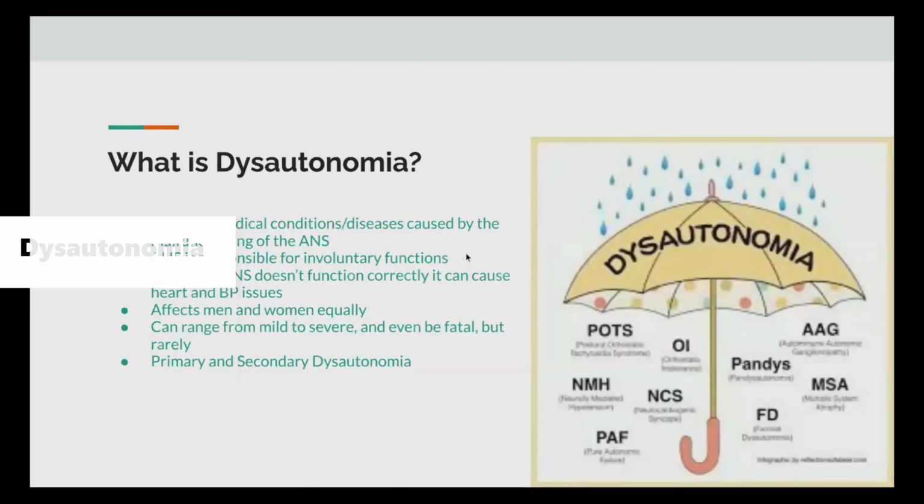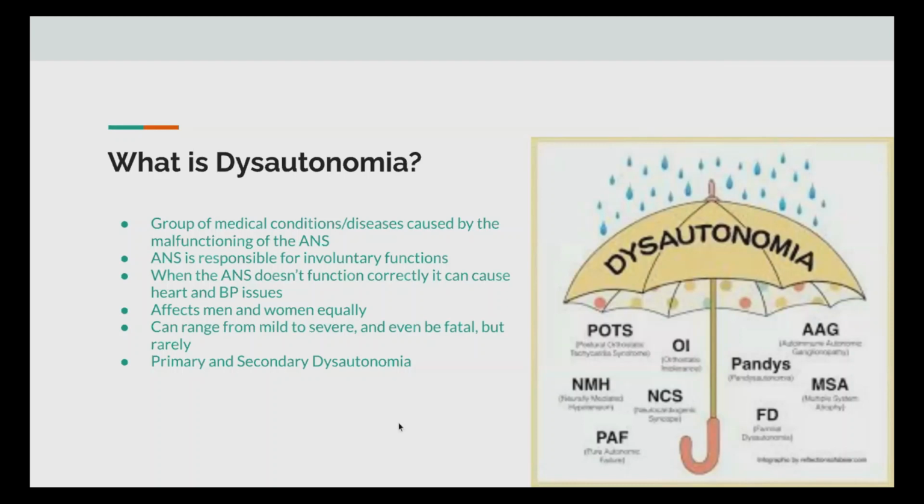All right, so dysautonomia. We just watched the brief introductory video. First, what I want to cover is what is dysautonomia. It's a group of medical conditions and diseases caused by a malfunction of the autonomic nervous system. This image on the right shows some of the different syndromes and disease terms: POTS, orthostatic intolerance, familial dysautonomia, multiple system atrophy. The ANS is responsible for involuntary functions like heartbeat, digestion, and breathing. When the ANS doesn't function correctly, it can cause heart and blood pressure issues, difficulty breathing, and loss of bladder control.